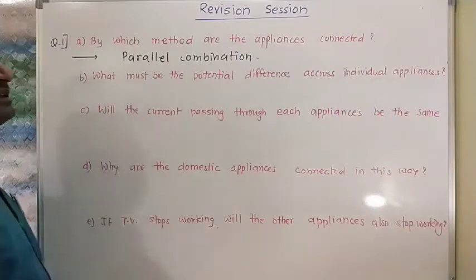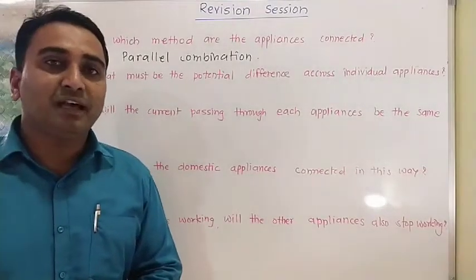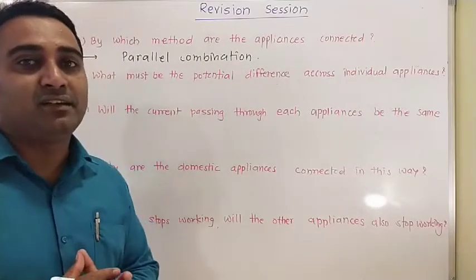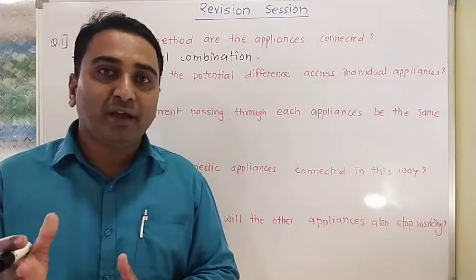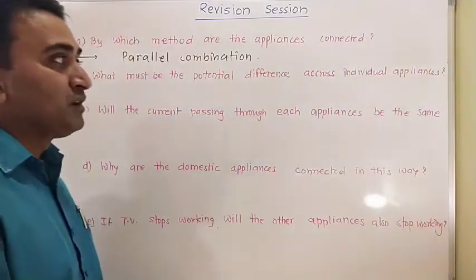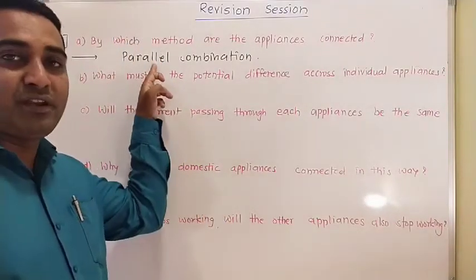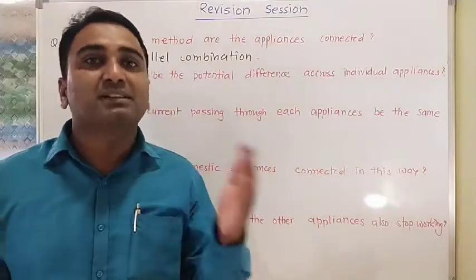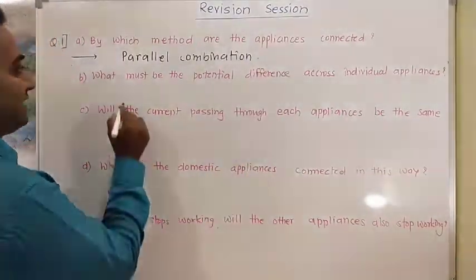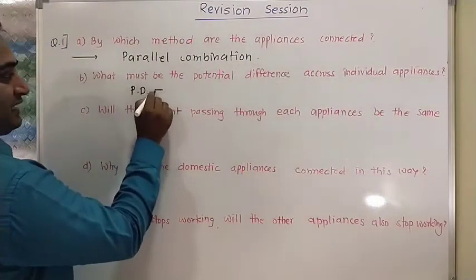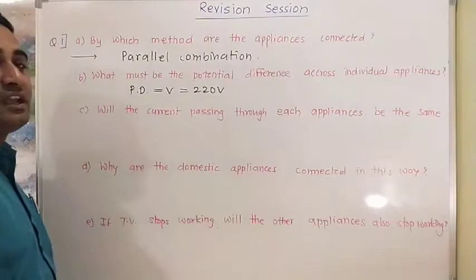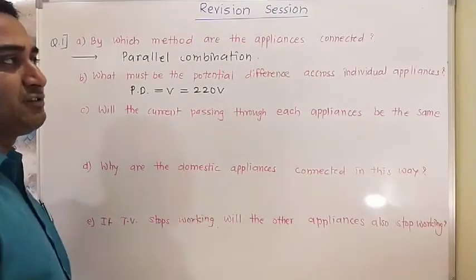Second one, what must be the potential difference across individual appliances? Here the potential difference in the domestic circuit, between the live wire and the neutral wire, is always 220 volts. Within the parallel combination, the potential difference will not change. So the potential difference across each and every individual appliance is V equal to 220 volts.